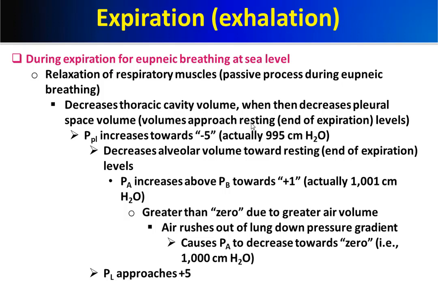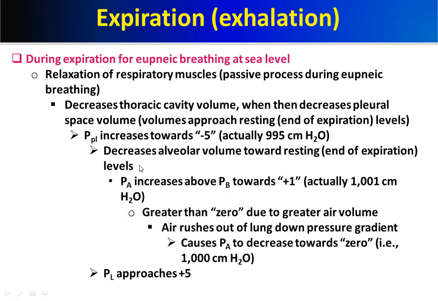So the pleural pressure now increases towards negative 5 centimeter of water or negative 5 millimeter of mercury, which is actually 995 centimeter of water or 755 millimeter of mercury. So now the transpulmonary pressure is decreased, so this decreases the alveolar volume towards the resting level, which is the end of expiration level.